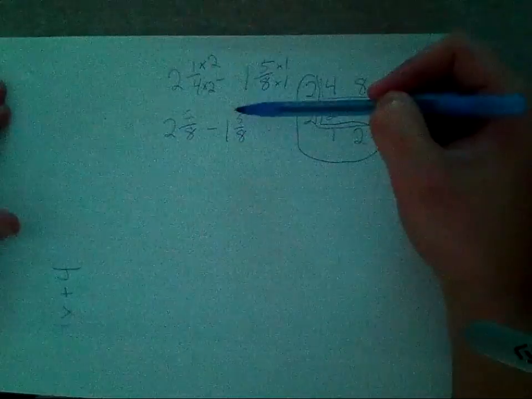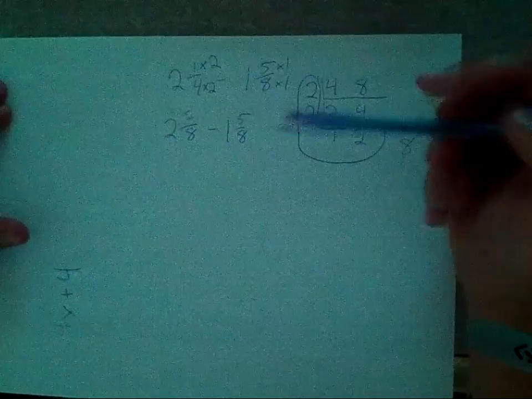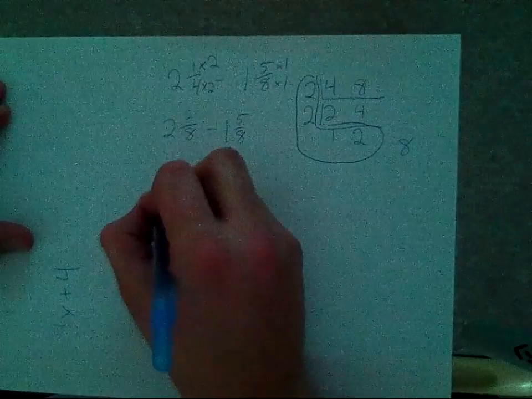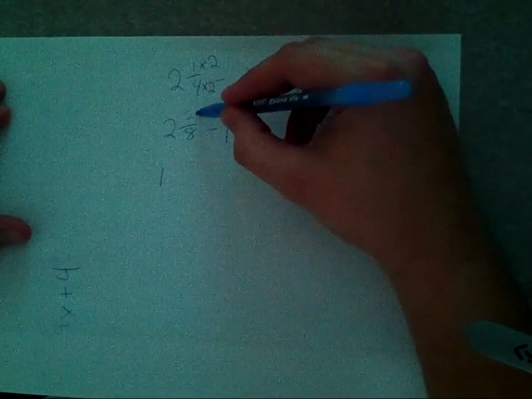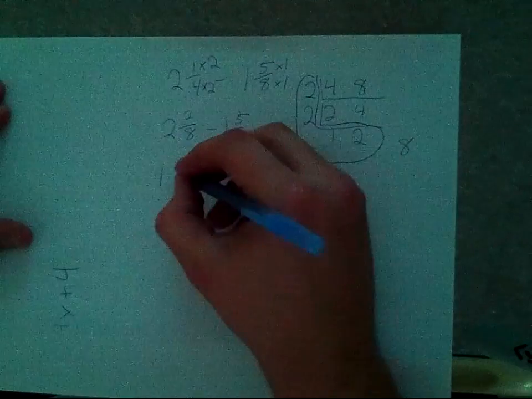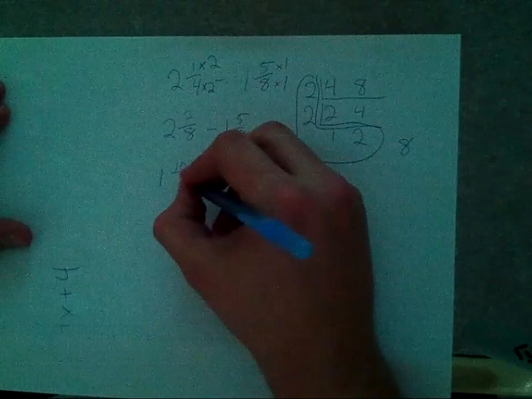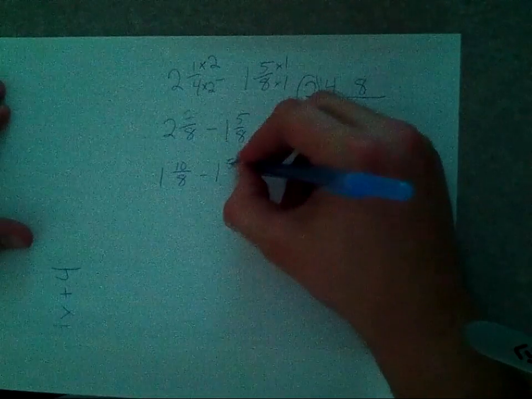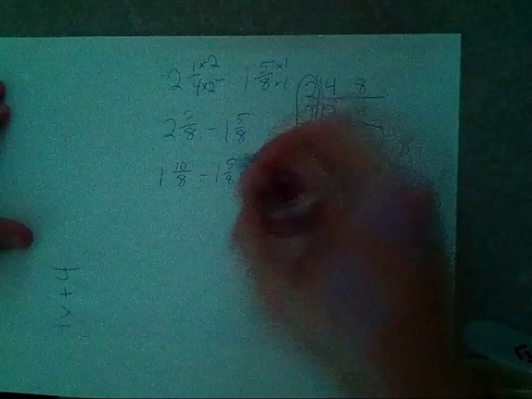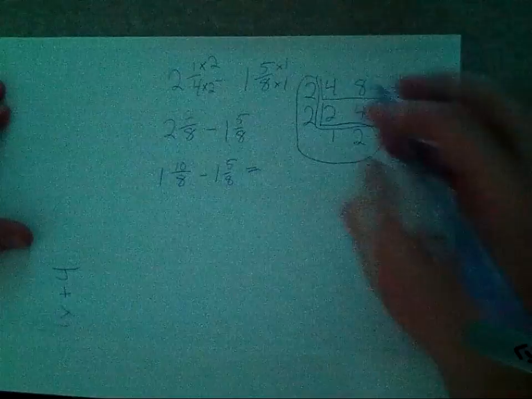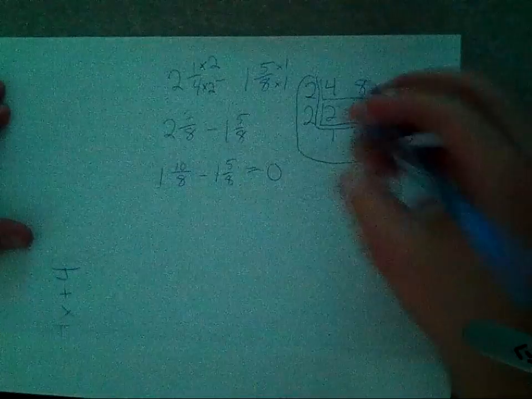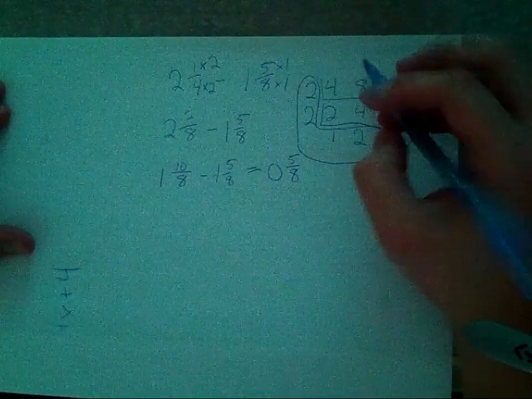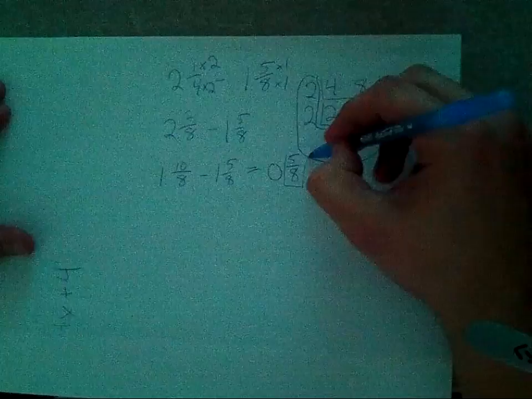We can't subtract a bigger numerator from a smaller numerator. So we're going to have to rewrite this fraction. So once again, we drop the 2 down to a 1, and we add the numerator and the denominator, so 8 plus 2, which is 10, and the denominator stays the same. So 1 10/8 minus 1 5/8. The whole number minus the whole number would be 0, and 10 minus 5, which would be 5, and the denominator stays the same. So our answer would be 5/8.